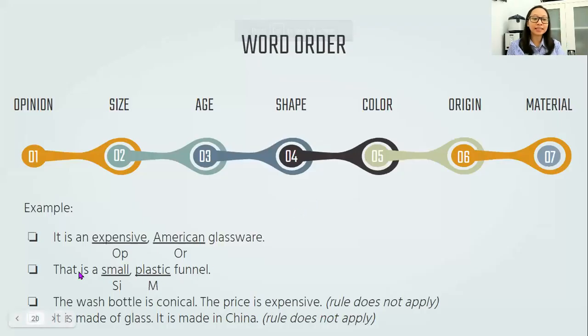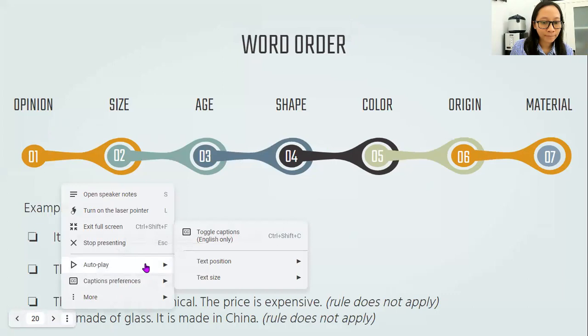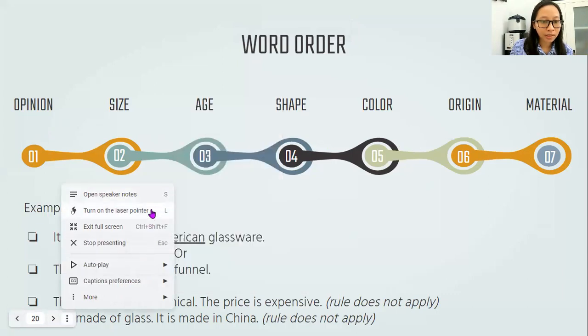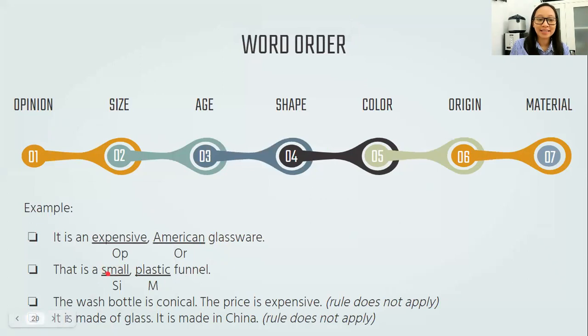The next example is, there is a small plastic funnel. In this noun phrase, there are two adjectives. The first is small and the second is plastic. Which one comes first? Small dulu atau plastic dulu? Kita lihat urutan ini, OSASCOM. Opinion, size, age, shape, color, origin, and material. And of course, the thing that comes first is the size. Jadi kita dulukan yang small. Jadi bukan plastic small funnel, tapi small plastic funnel.